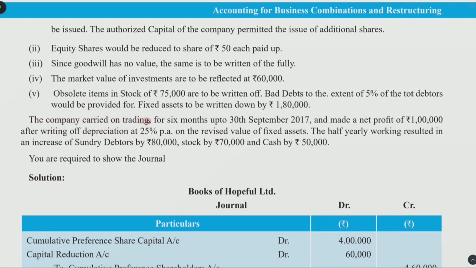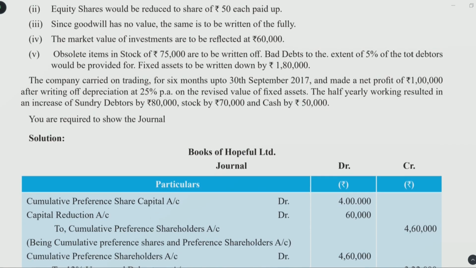The company carried on trading for 6 months up to 30th September and made a net profit of 1 lakh after writing off depreciation at 25% per annum on the revised value of fixed assets. The half yearly working resulted in an increase in sundry debtors by 80,000, stock by 70,000 and cash by 50,000. You are required to show the journal. So you just have to show the journal. So let us deal with this one by one.